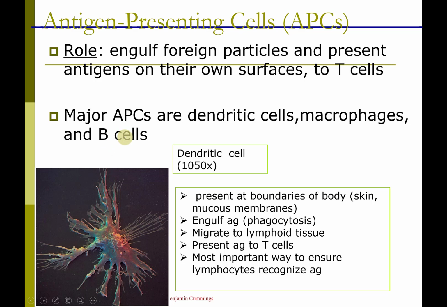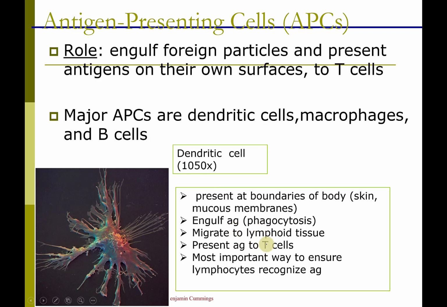So your skin, mucous membranes, and their job is to engulf and destroy pathogens. Then they will take an antigen and stick it on the outside of themselves. They'll migrate to lymphoid tissue and present the antigens to T cells. And this is probably the most important way that our immune system is alerted to the presence of foreign pathogens. The major way is through these dendritic cells.